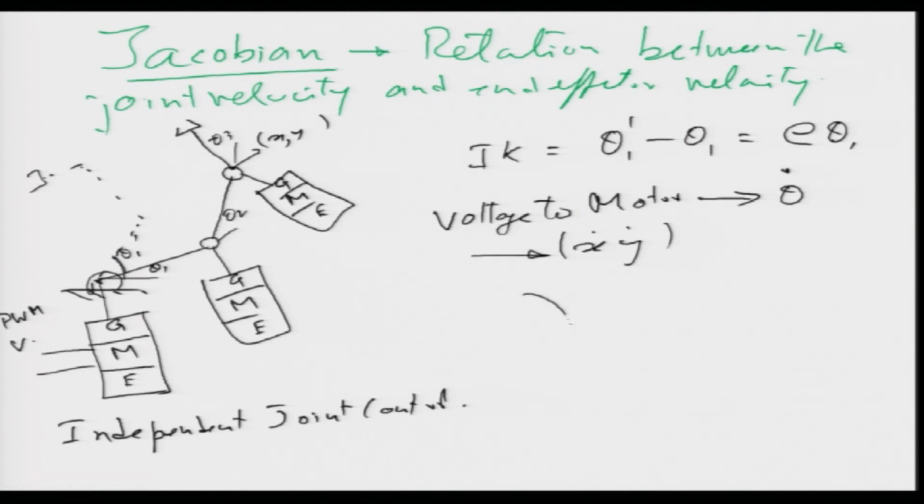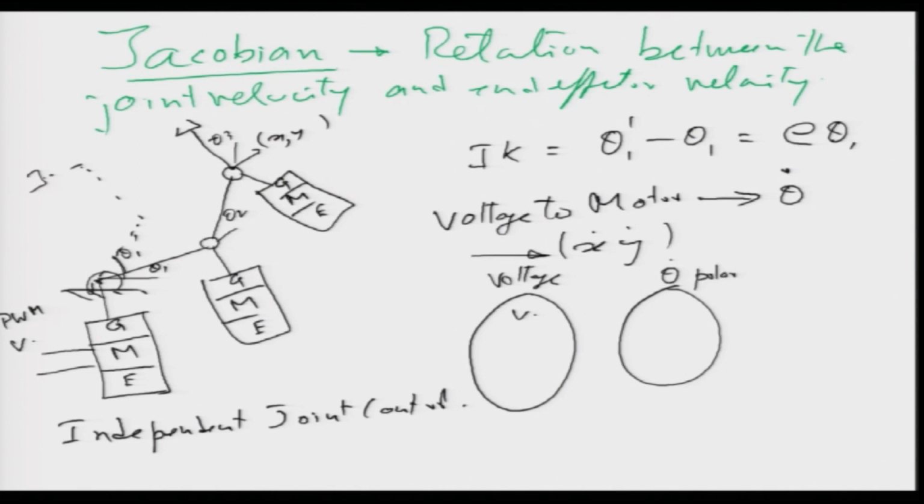On one side you have the motor which is running by a voltage. So this is my voltage space, in volts. Then if you give a voltage to the motor, the joint rotates. So this is my theta dot, in polar coordinates, which is theta in degrees or in radians. Then finally the end effector moves, this is x y, which is my Cartesian space. So we see that there are three spaces: the voltage space, in units of volts; polar, which can be degrees or radians; and x y, x dot y dot, which is Cartesian space.